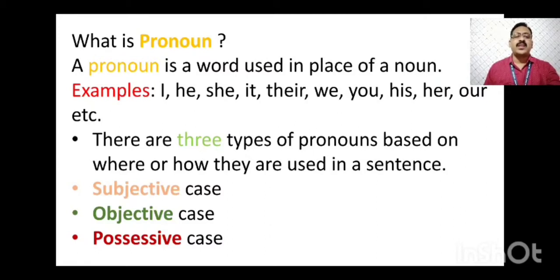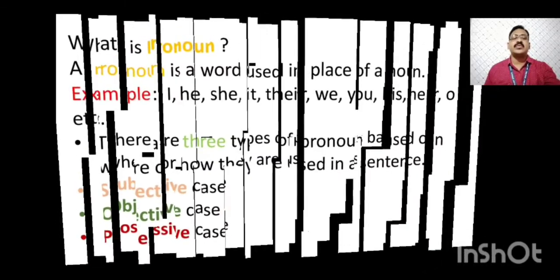Now there are three types of pronoun based on where or how they are used in a sentence. Means the pronouns which we use based on three forms, that is subjective form, objective form or possessive form. Means the pronoun can be used as the subject of the sentence, sometimes as the object of the sentence, and sometimes in the possessive form. So how it is used, let us see.